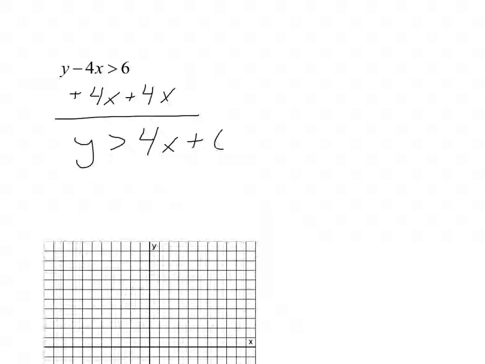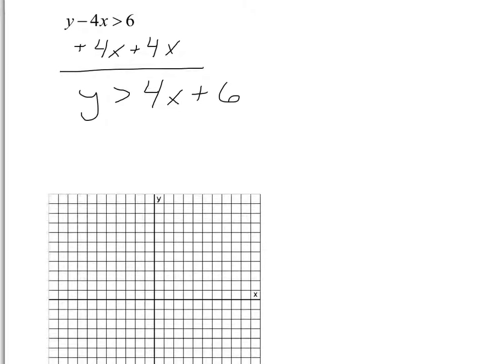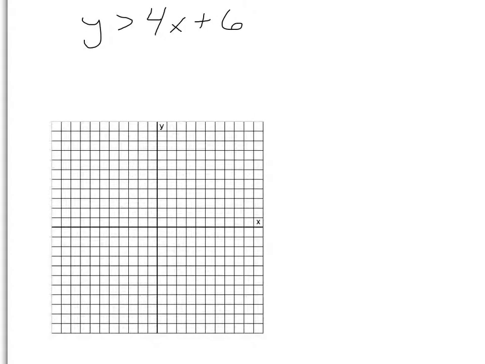Let's graph an equation. y minus 4x is greater than 6. I'm going to graph this one in slope-intercept form, so I'm going to add 4x to each side. And I get y is greater than 4x plus 6. So I have a y-intercept of 6. 1, 2, 3, 4, 5, 6. And I'm going to go up 4 over 1. 1, 2, 3, 4, 1.